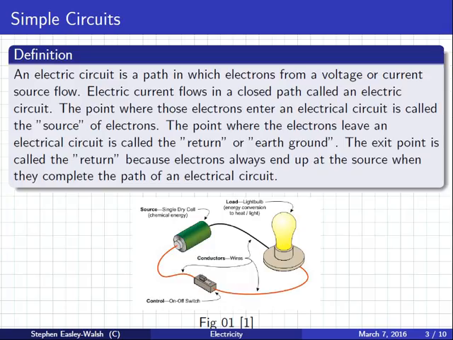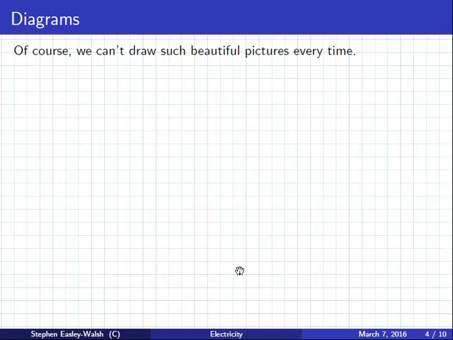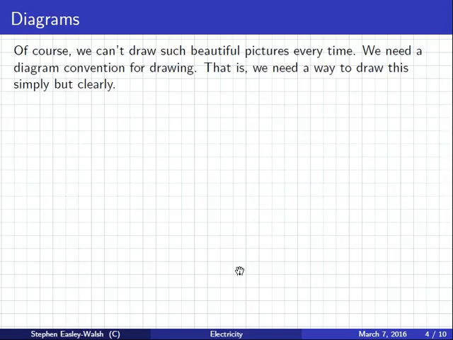Okay. Continue? Yep, right. So now, of course, we can't draw such beautiful pictures every time we want to draw a circuit. Instead, we use some symbols that represent the parts of the circuit. Symbols you've probably seen before. This is what you were asking me a moment ago. So, this is the convention for the symbols below.